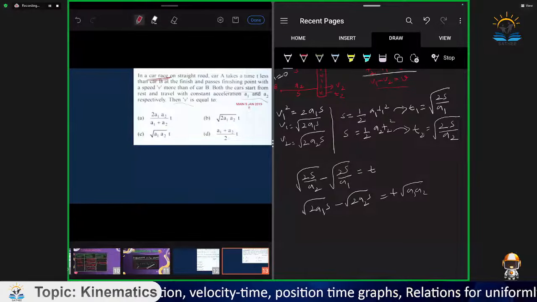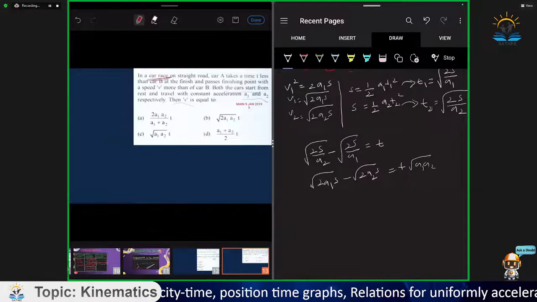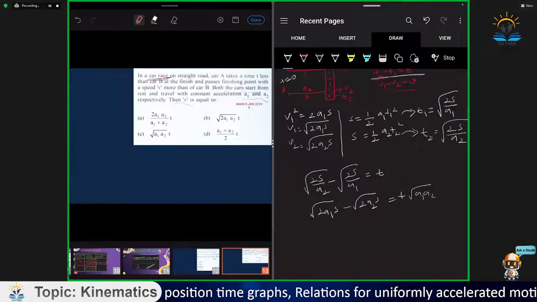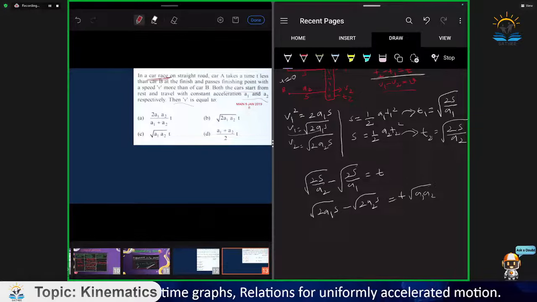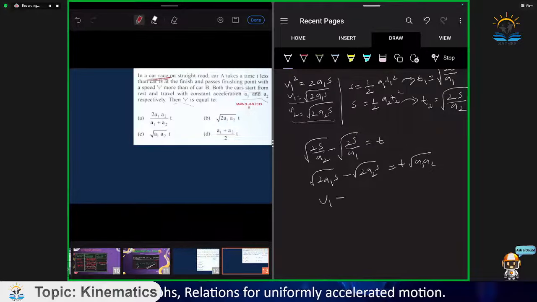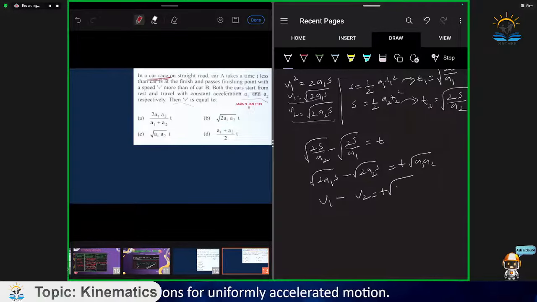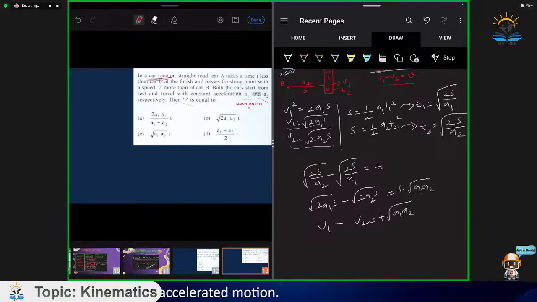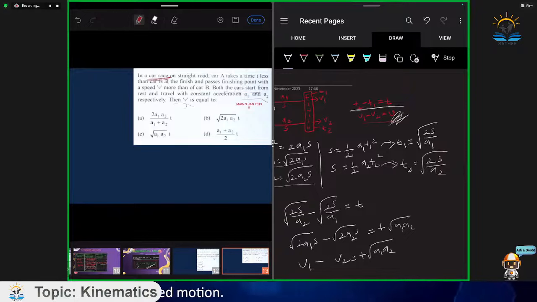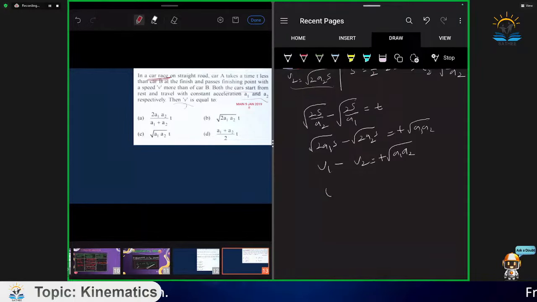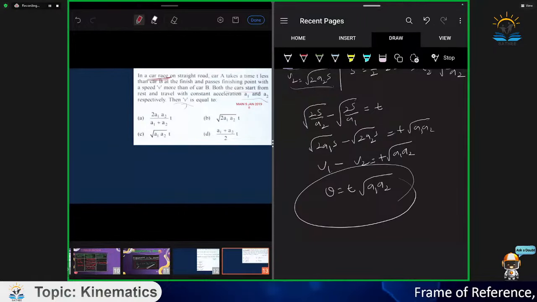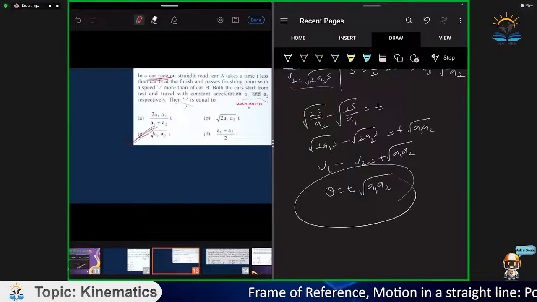We know root 2A1S is V1 and root 2A2S is V2. So V1 minus V2 is T into root A1 A2, and V1 minus V2 is actually the V. I have to find out the V. So V is T into root of A1 A2. So the answer will be root A1 A2 into T. Yes, this is the answer. Okay. Next question.